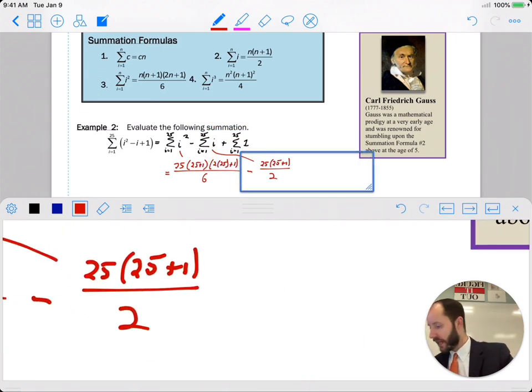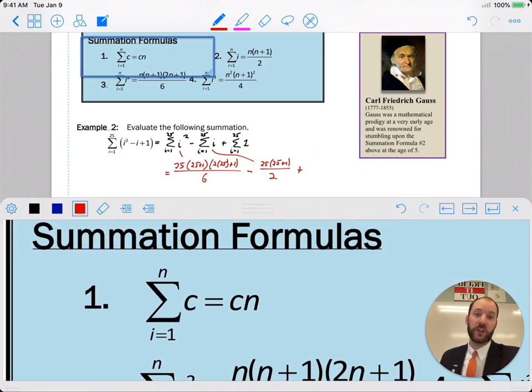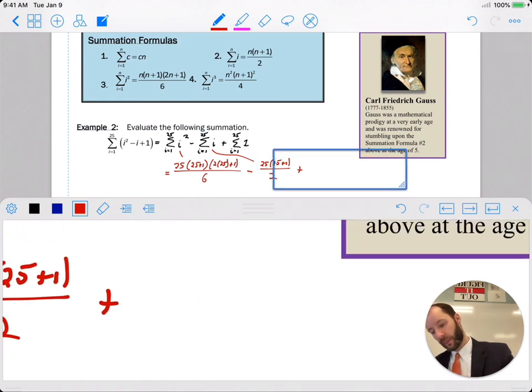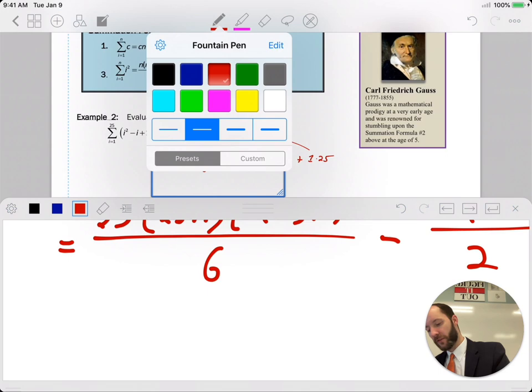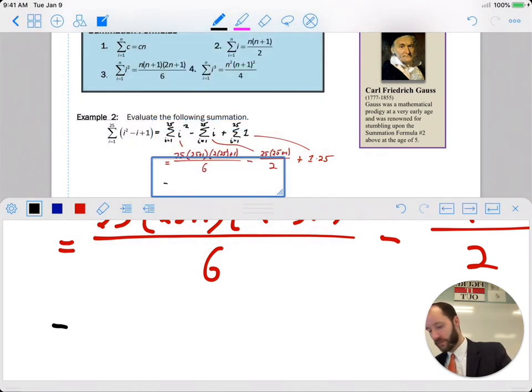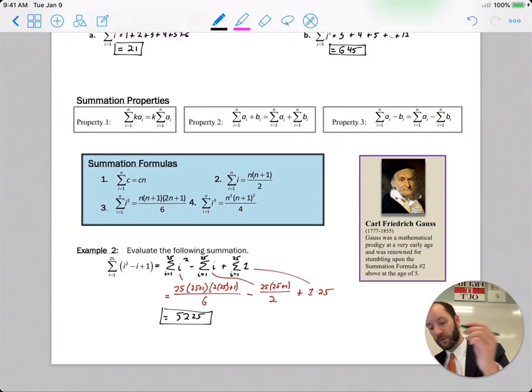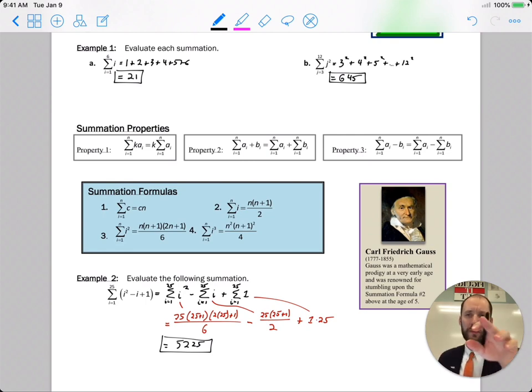Our third one, adding a constant, will just be the original summation formula. So 1, going to add that up 25 times, so 1 times 25. Have a third summation right there. Add that all up to 5,225, just doing the arithmetic of that. So, sums, how you deal with them, summation formulas, how you could use them to evaluate more difficult sums.